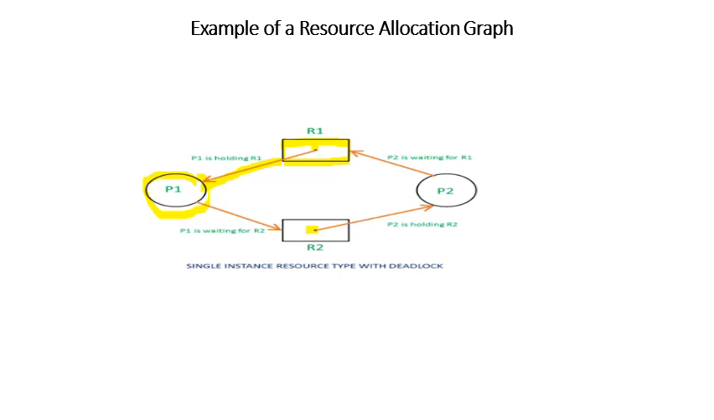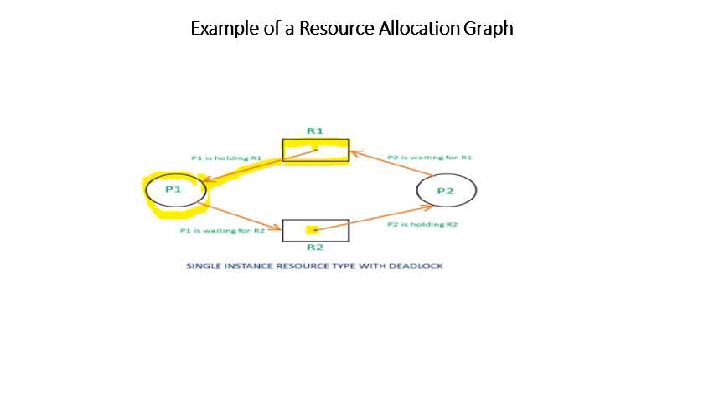Yes, there is a deadlock, because whenever a cycle forms, the deadlock will obviously occur. Why is there a deadlock? See here, process P1 is already holding resource R1, and it is waiting for resource R2, which means R1 is not released. And process P2 is holding resource R2, which is already assigned to P2, and it is waiting for R1.